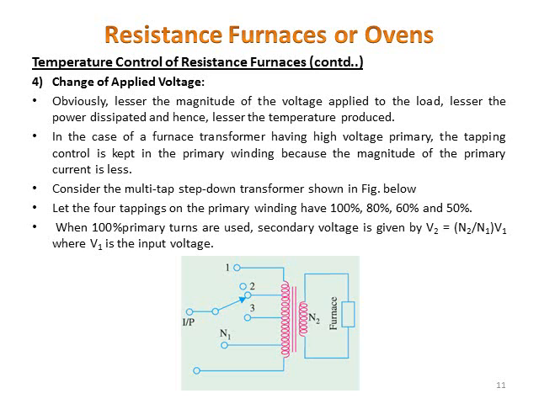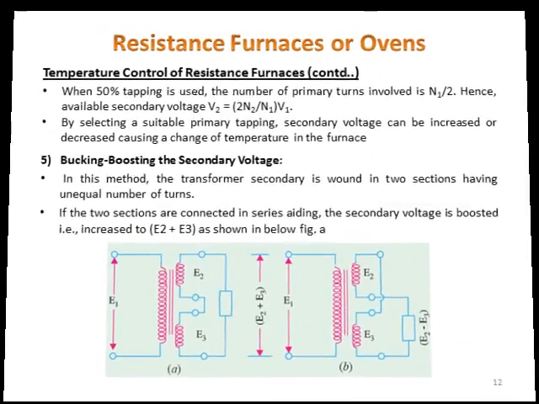Consider the multi-tap step-down transformer as shown in the figure. Let 4 tappings of the primary winding have 100%, 80%, 60% and 50%. So these are the tappings. When 100% primary turns are used, secondary voltage is given by V2 equals N2 by N1 into V1, where V1 is the input voltage.